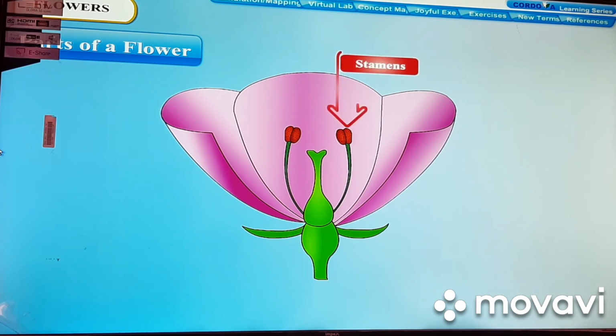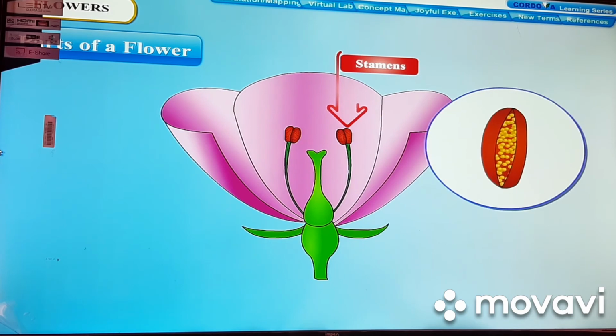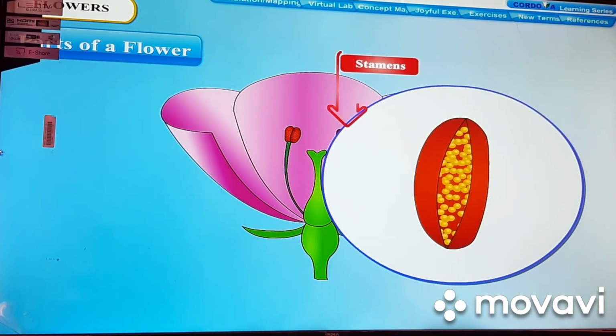Stamens. They are found just inside the petals of the flower. They are usually 4 to 6 in number. The stamen is the male reproductive part of a flower. Each stamen consists of a thin stalk called filament and a two-lobed head called the anther. Each anther has 2 pollen sacs that are filled with pollen grains. Pollen grains are a yellow powdery substance. They contain the male sex cells of the flowering plant.